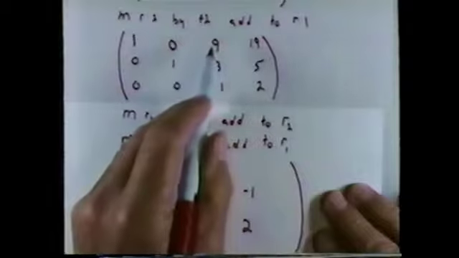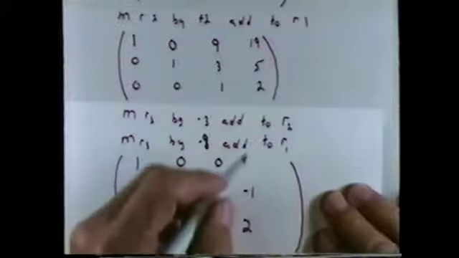Now I'm going to multiply row 3 by -9. Get rid of that 9. Add to row 1. -9 times 0 is 0. 0 plus 1 is 1. -9 times 0 is 0. 0 plus 0 is 0. -9 times 1 is -9. -9 plus 9 is 0. 2 times -9 is -18. -18 plus 19 is 1.